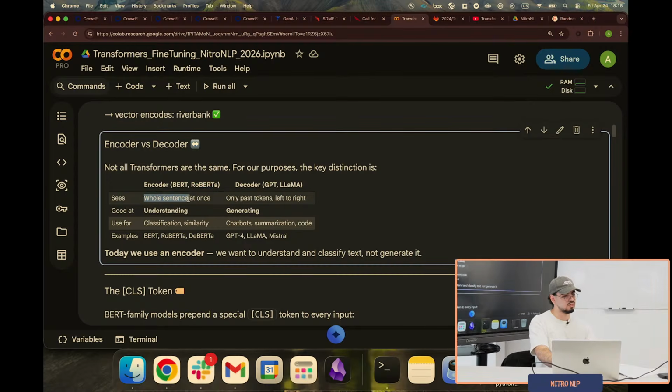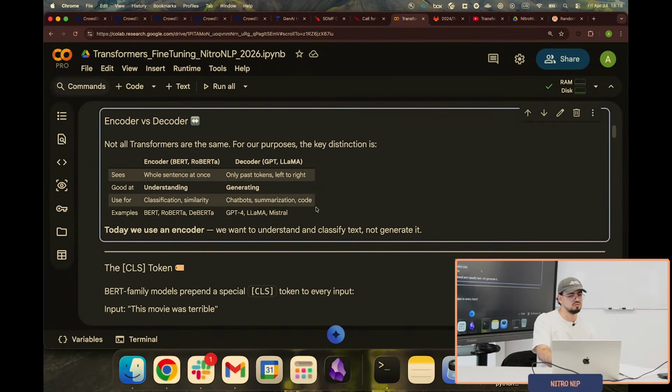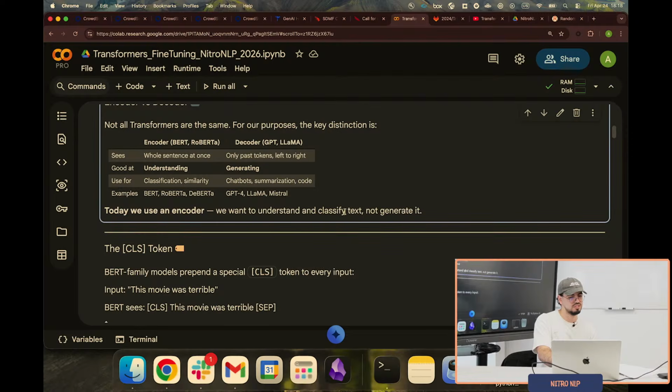They see the whole sentence at once. They are good at understanding the relationship of the words in the text, and they are mainly used for classification, similarity, named entity recognition. And the decoder only, which is GPT or Llama, for example, they only look at the past tokens left to right, and they try to predict the next tokens. This is why they are good at generating text. So they are mainly used for code generation, summarization, or chatbots, virtual chats, whatever. And as I said, GPT-4, Llama, Mistral, and so on. Today we're going to use an encoder to classify text, not generate it.